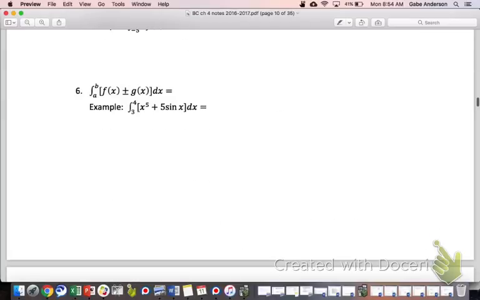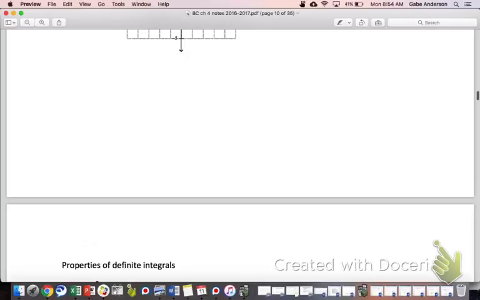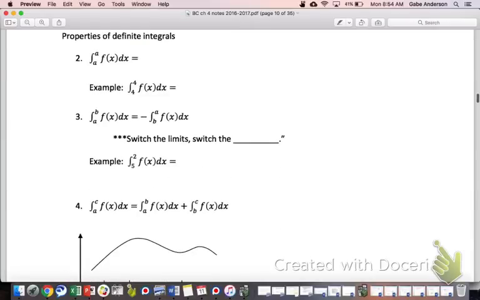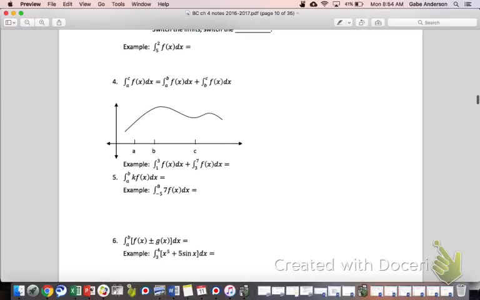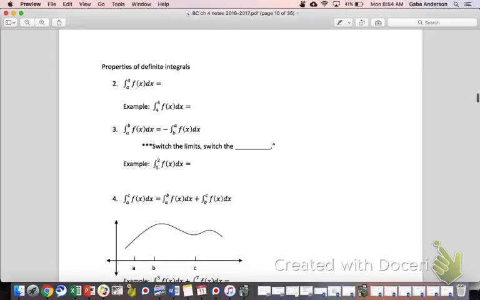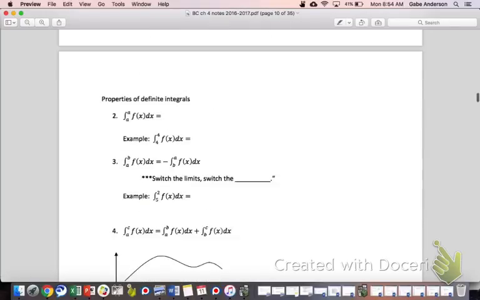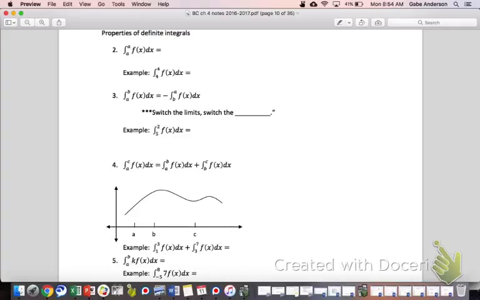All right, so some properties here. Yes, perfect. We're doing good. Looks like we're not going to get that there. Nope. Okay, so some properties here we need to run through.